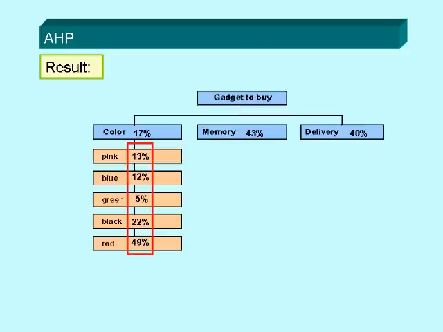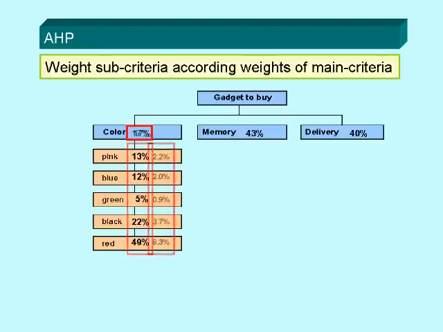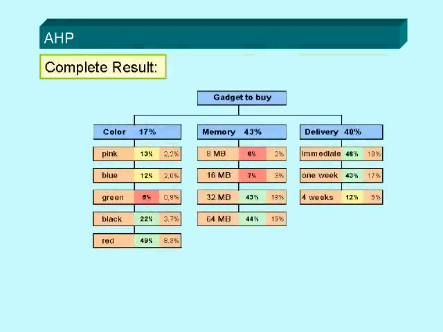And now you weight the subcriteria according to the weights of the main criteria. The complete result will look like this. And the next step is now to evaluate the alternatives.